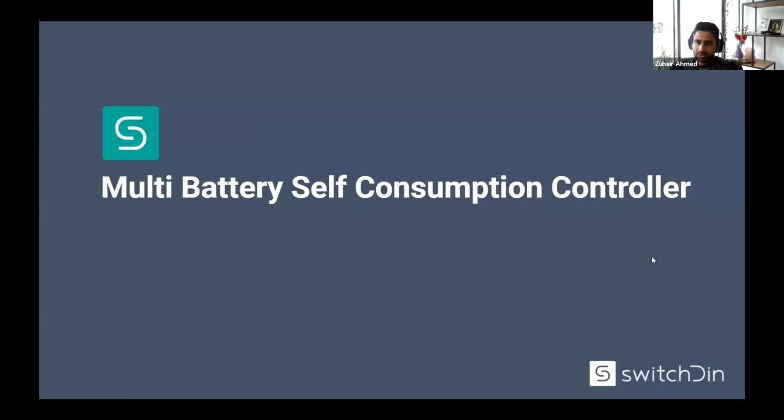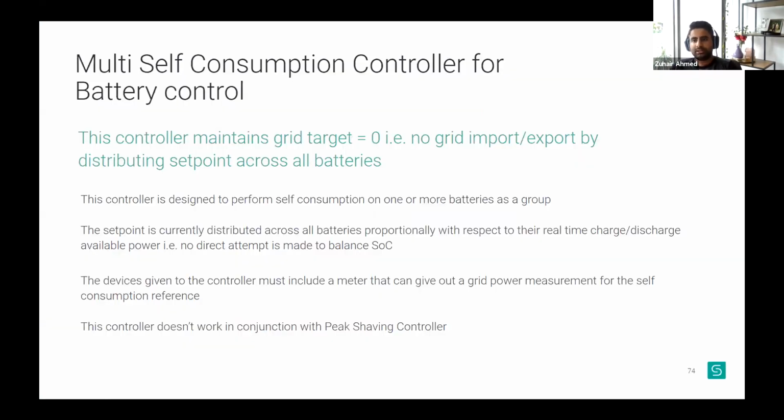All right, so the last one is multi-battery self-consumption. If we have multiple Gen 24s on a site, this controller will maintain the grid target as 0, so there will be no import or export. This controller will distribute the set point across all the batteries. It won't attempt to balance the state of charge of a particular battery, and it can perform self-consumption on either a single battery or a group of batteries added to the controller.